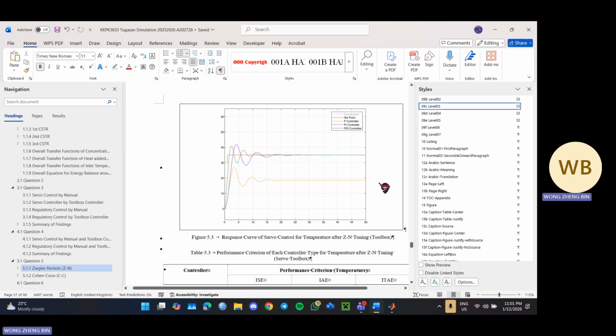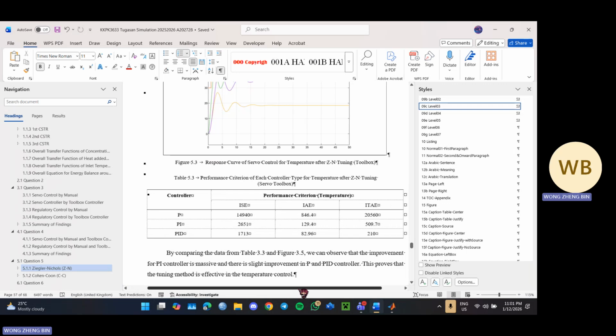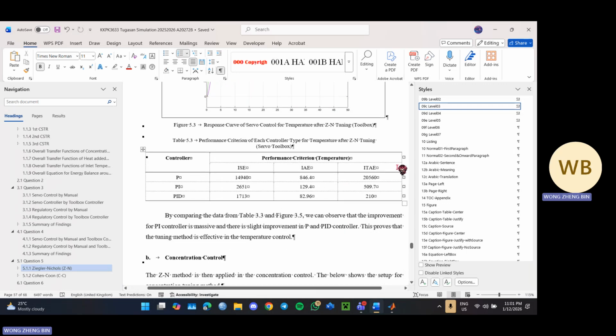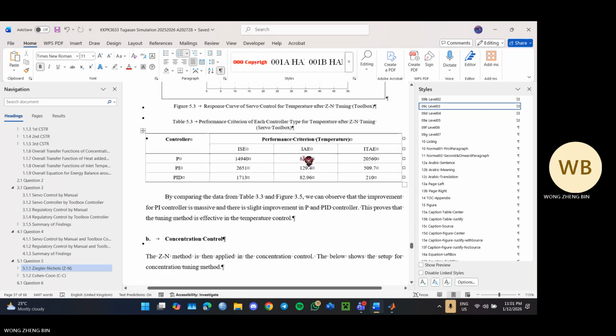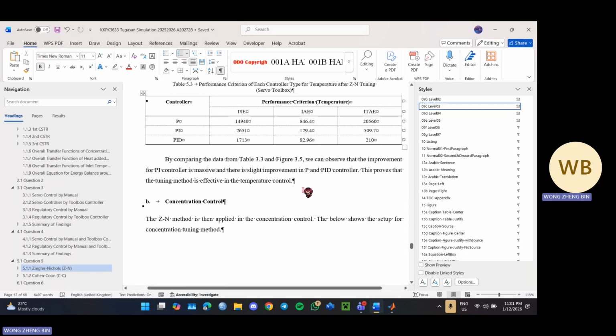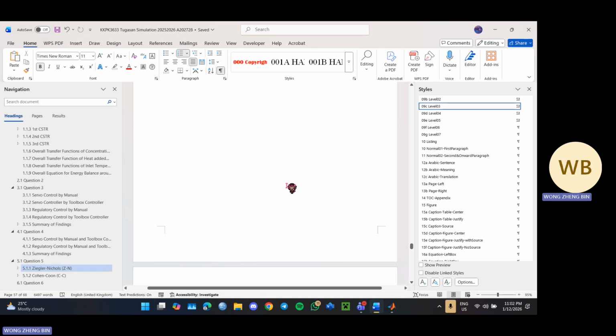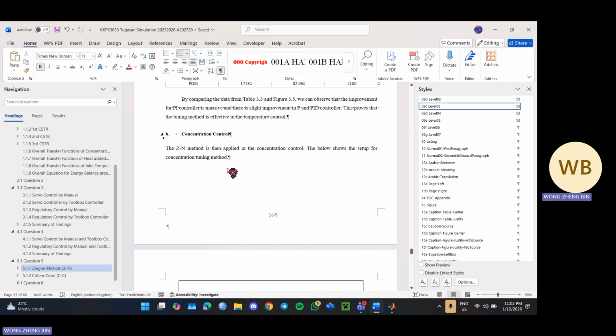This is the toolbox servo control for temperature. And the values of this part show slight improvement in P and PID controller when compared to the previous part when we haven't done the tuning. So this proves that this tuning method is effective in the temperature control. And for the concentration control, it's also the same.